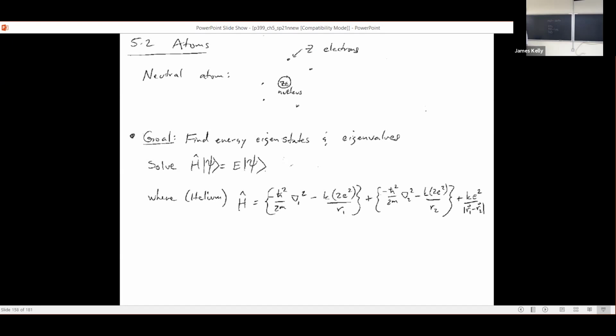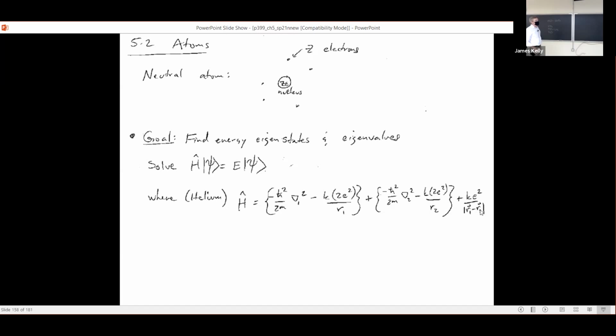We'll start out thinking about helium because it's the next most complicated case beyond hydrogen. We want to find the definite energy states, energy eigenstates, and the energy eigenvalues, which means we need to solve the time-independent Schrodinger equation. And the Hamiltonian in that case has several parts. There's a kinetic energy part for electron 1, and a potential energy between electron 1 and the nucleus. There's a kinetic energy term for electron 2, and a potential energy between electron 2 and the nucleus.